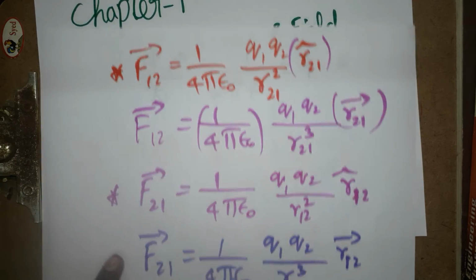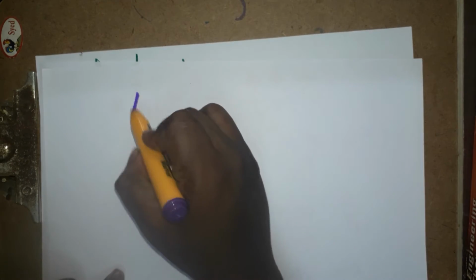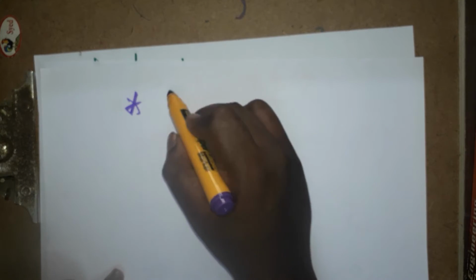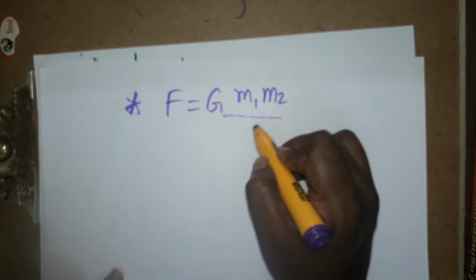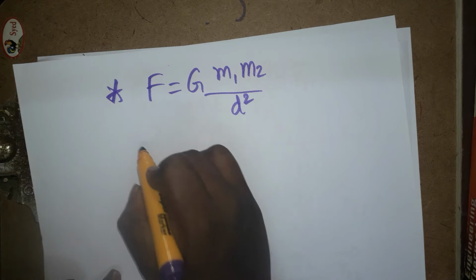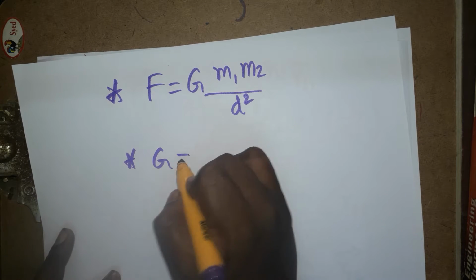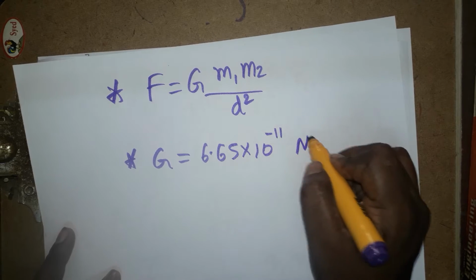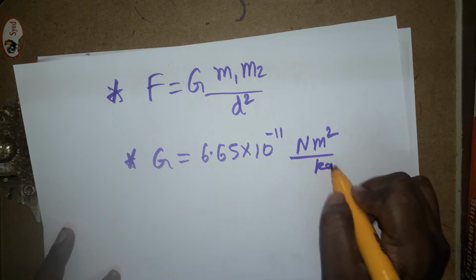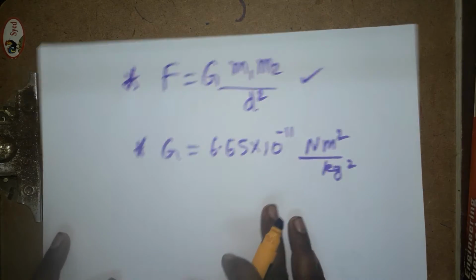Next we are going to learn the gravitation force. Sometimes problems compare with the gravitational force. Force is equal to G times m1 m2 divided by d square. G is the universal gravitational constant, 6.65 into 10 power minus 11 Newton meter square divided by kg square. Sometimes you require this formula for doing problems.